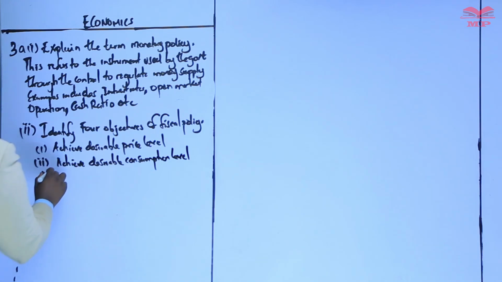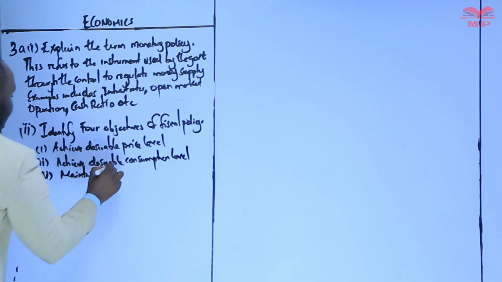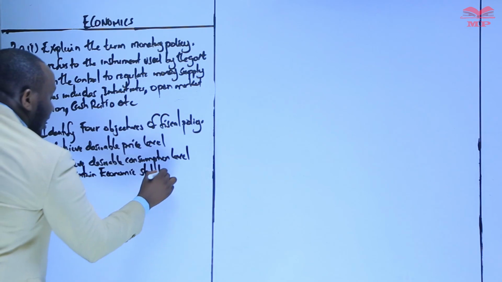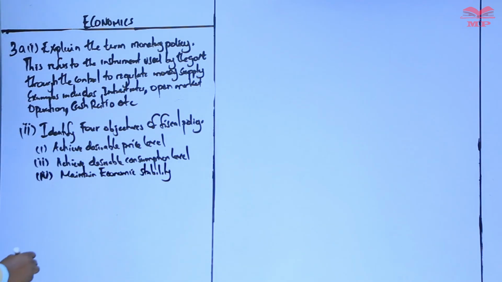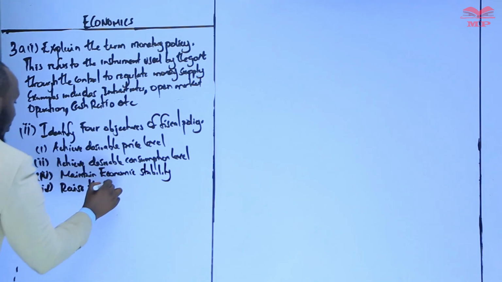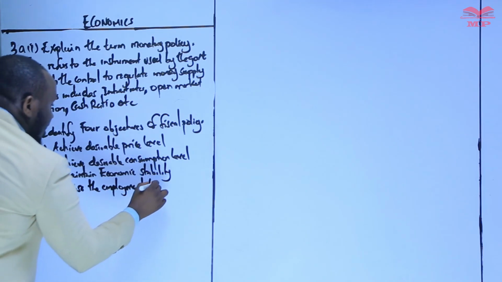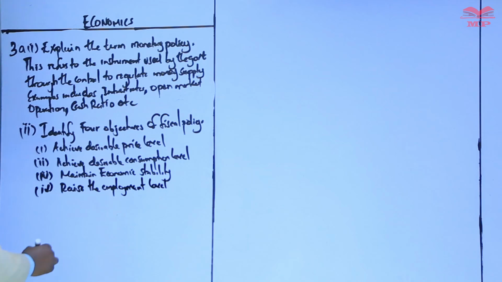Number 3, we call it maintain economic stability. Number 4, raise the employment level. Then lastly, maybe for the sake of additional, what we call achieve equitable distribution of income.